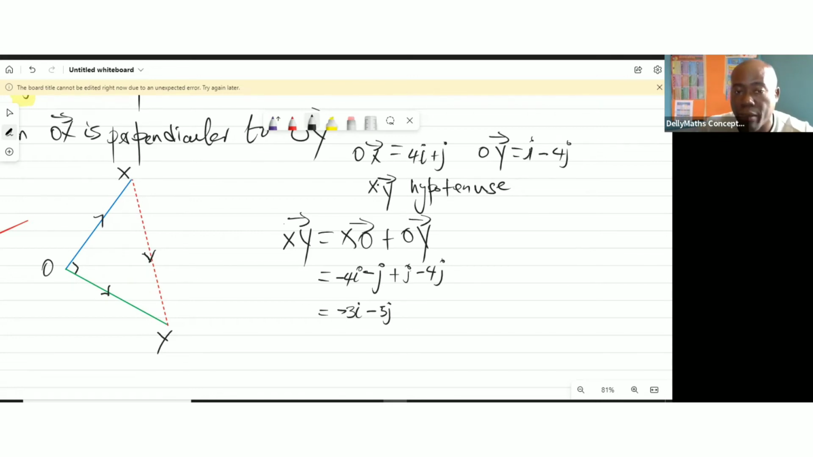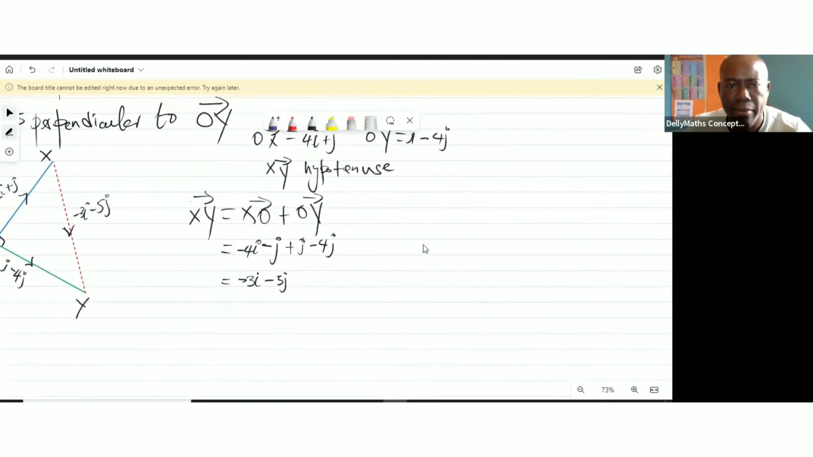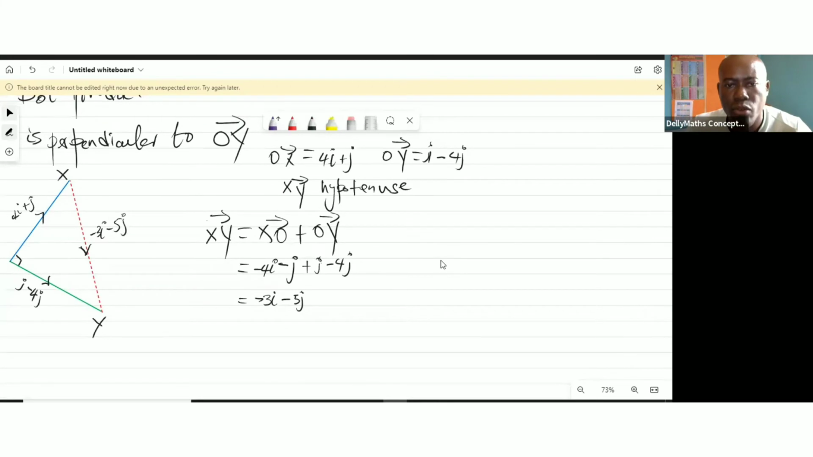So if I should put them on, this is 4i plus j, and this one is i minus 4j, and this one becomes negative 3i minus 5j. I'm saying this is what we have. So if we could find the magnitude of all of these, then we would be in good stand. So let us find the magnitude of them and then prove our point.